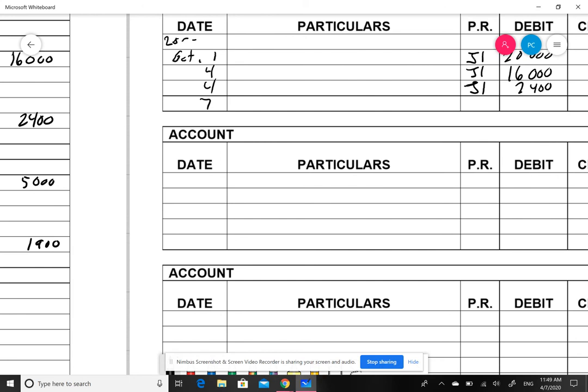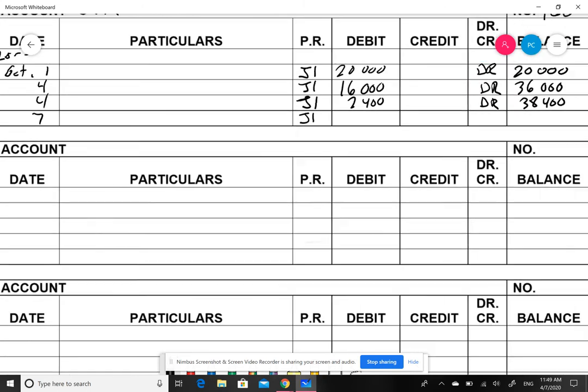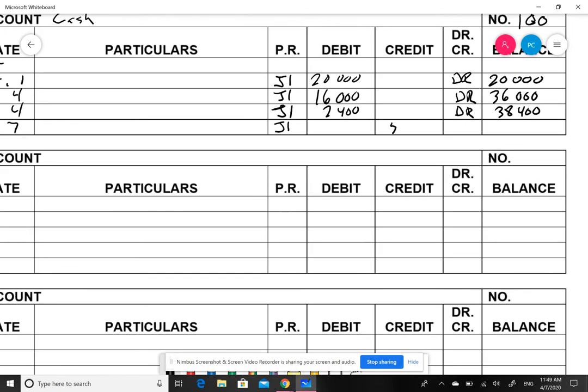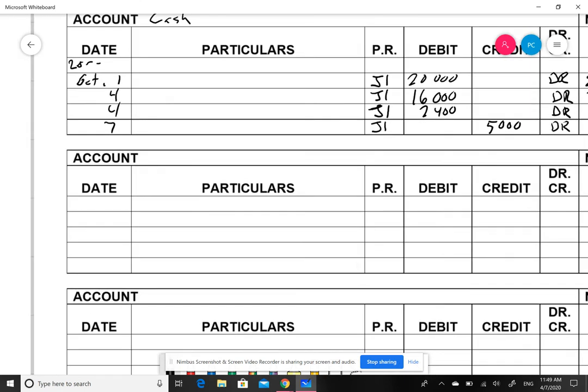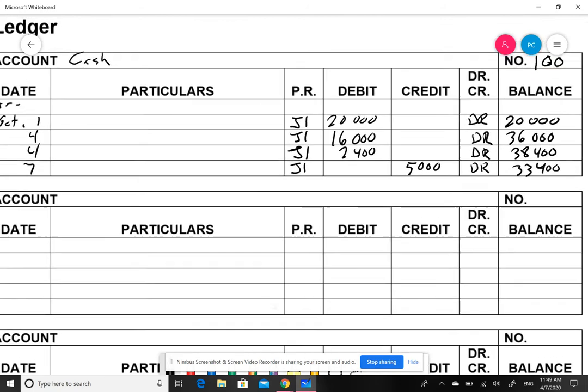Okay, 7. J1. So that is a credit this time. $5,000 credit. DR. And we are going to subtract this time. 33,400. Okay, so that's what your cash account looks like.